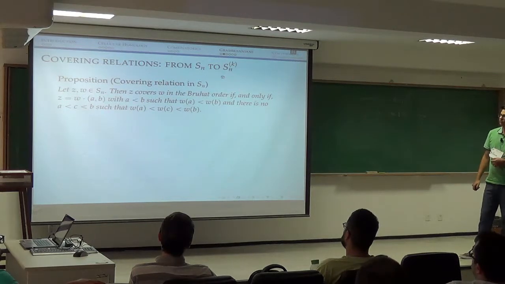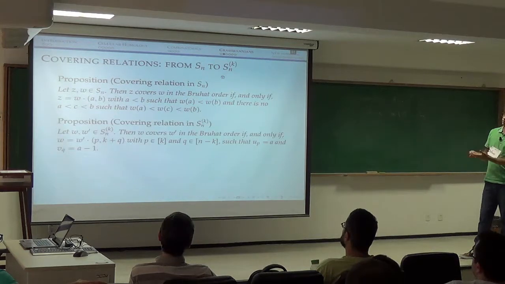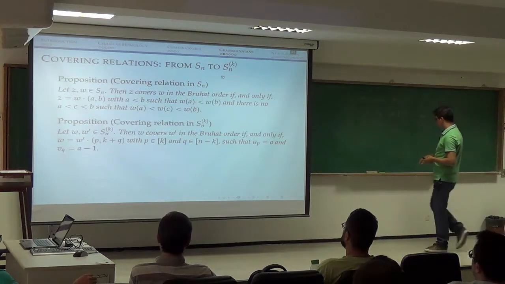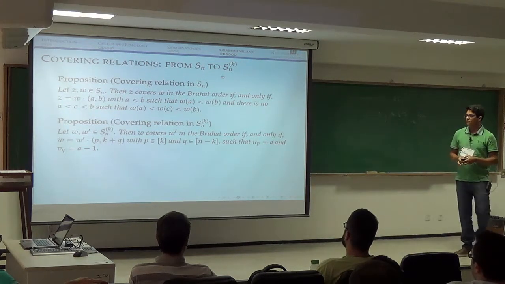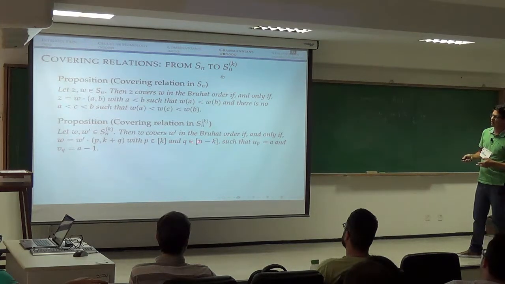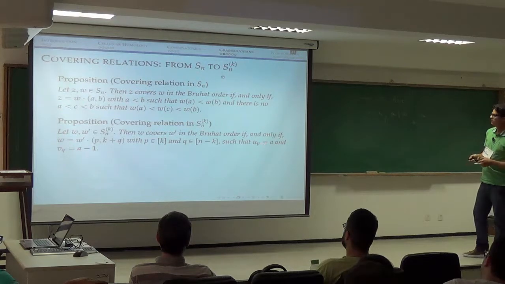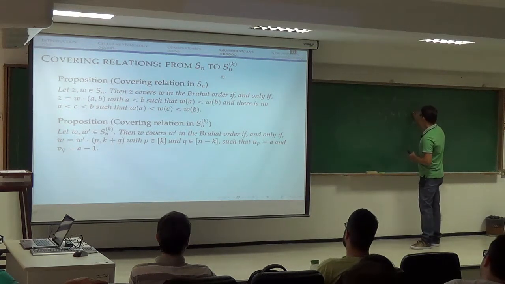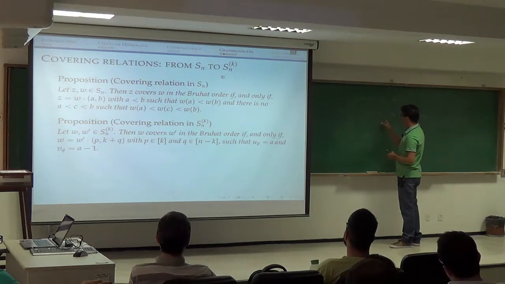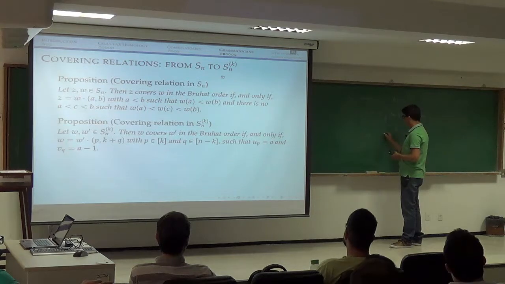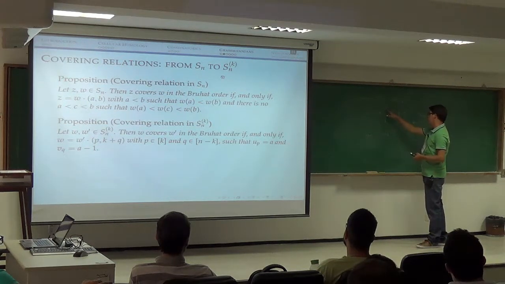This is a known result in the combinatorics of the symmetric group, and we project this result to the Grassmannian permutations, and we know that W covers W prime in the Bruhat order if and only if there is a position P here and a position K here, where P is in the K interval and K is in the N minus K interval, such that this entry is equal to A and this entry is equal to A minus 1. And the result is that W prime is obtained in other words, here the I minus 1 goes to here, and the one here goes to the K position here.